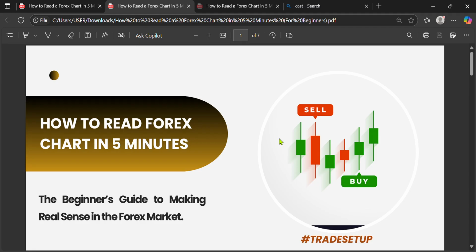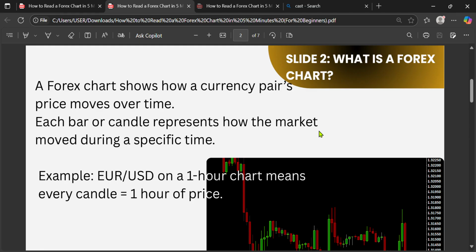Reading the chart is part of the foundational level every beginner needs to understand, and we'll go straight to it. So how to read charts, very easy. Now let's move forward. One, what is actually a forex chart? A forex chart shows how a currency pair's price moves over time. Each bar or candle represents how the market moves during a specific time.